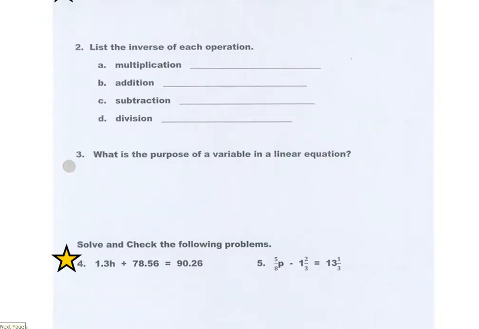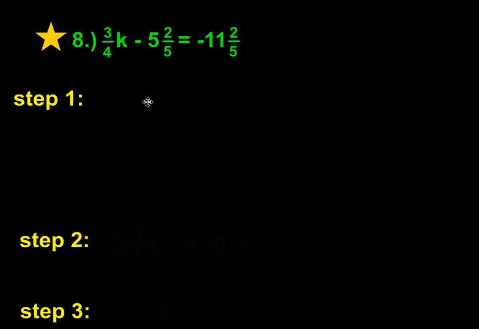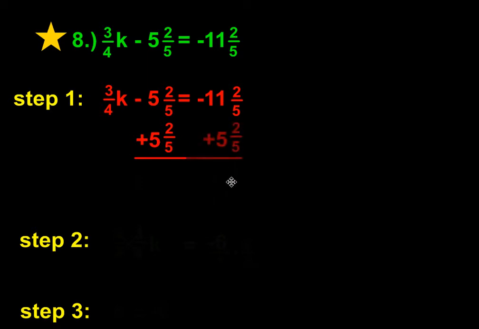Moving on to page 2. Take a look at number 8. Start by copying the problem. We want to isolate k. We start by getting rid of 5 2/5. Since it's negative here, we'll add the positive. Whatever we do to one side of the equation, we do to this side.